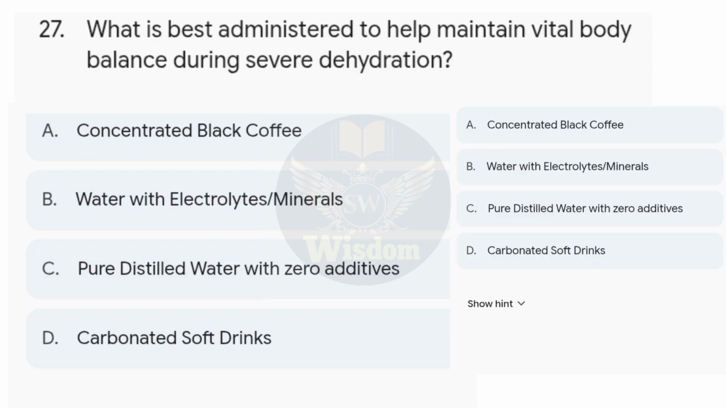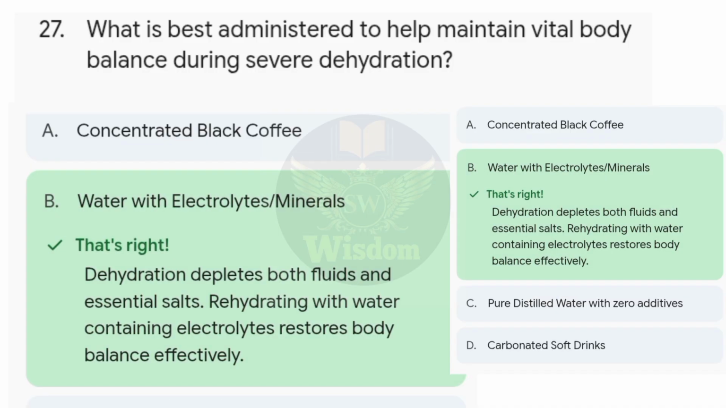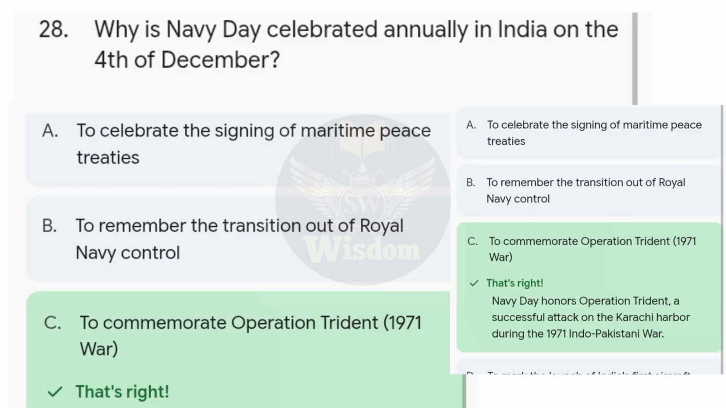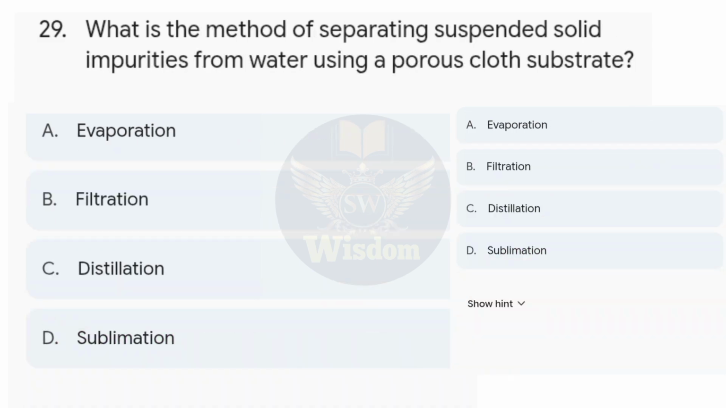Next question. What is best administered to help maintain vital body balance during severe dehydration? The correct answer is option B, water with electrolytes and minerals. Next question. Why is Navy Day celebrated annually in India on the 4th of December? The correct answer is option C, to commemorate Operation Trident in the 1971 war.